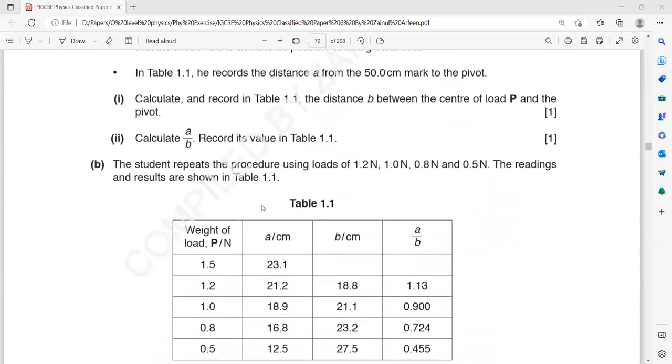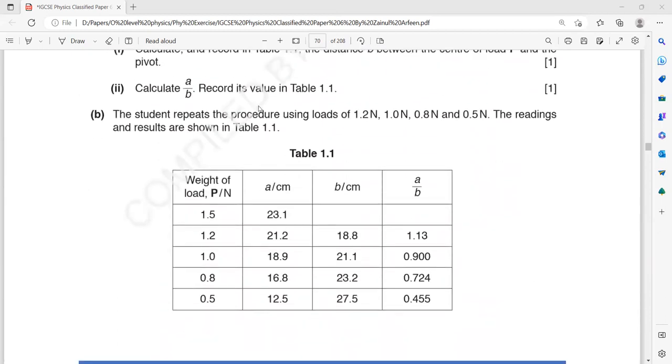That's the question: what is the distance B here? So B is equal to 16.9. And then A divided by B. What is A divided by B? Like 23.1 divided by 16.9. Write the value here: 1.366, okay.